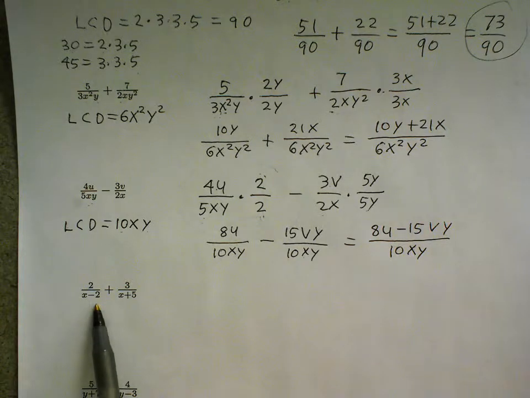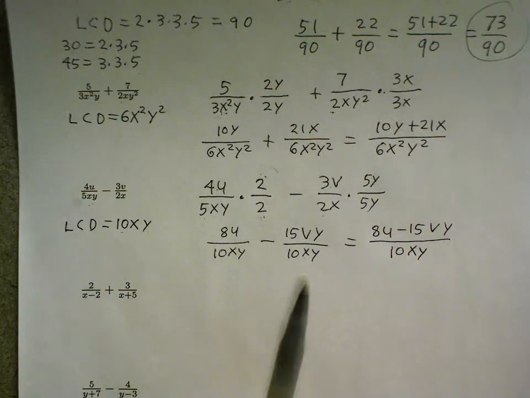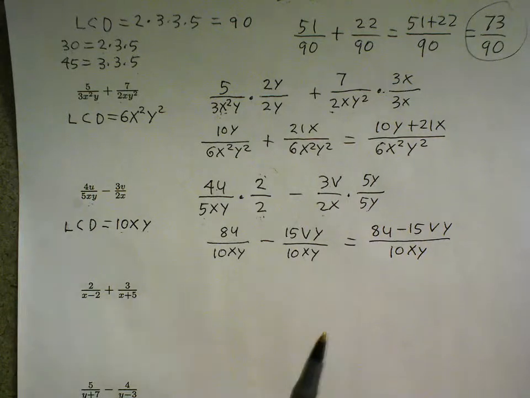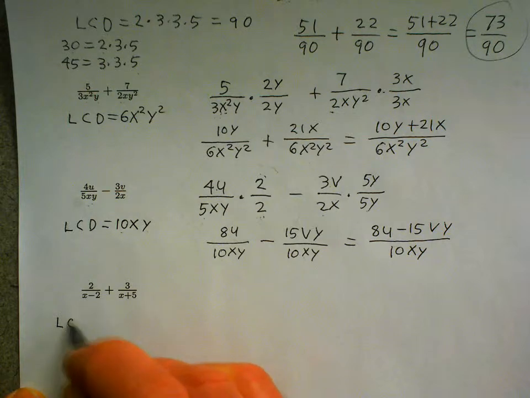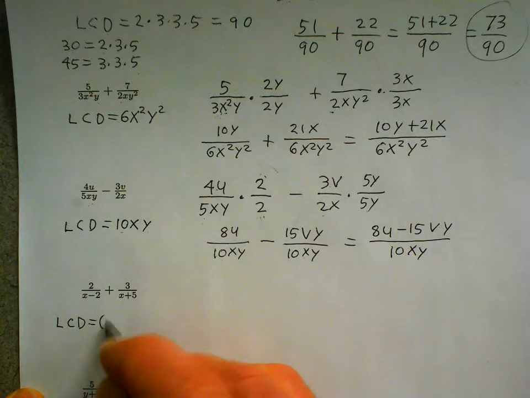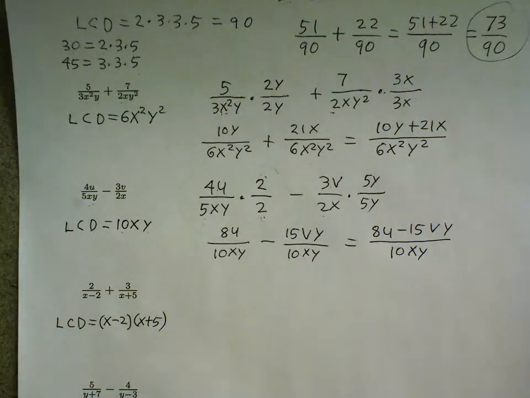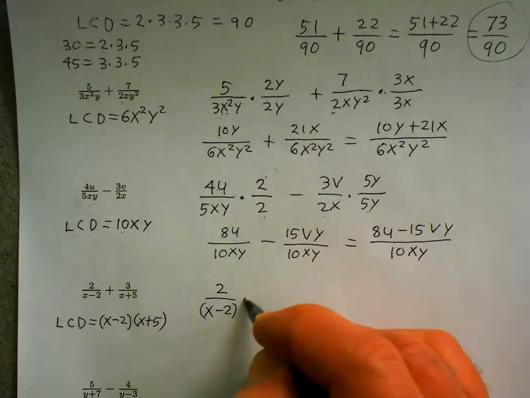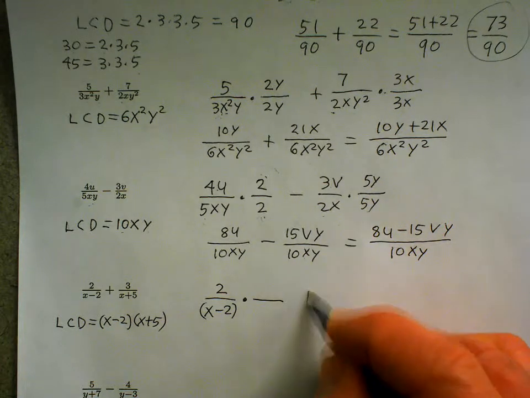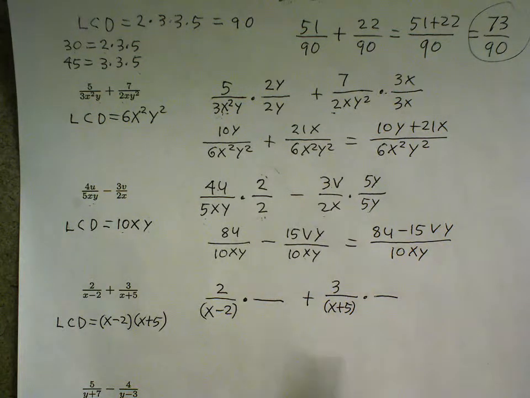Okay, this time we have 2 over x minus 2 plus 3 over x plus 5. We cannot add them until we have a common denominator. So the two denominators are just binomials. So the least common denominator is the product of the two binomials, x minus 2 times x plus 5. Okay, so 2 over x minus 2, we're going to multiply that by 1. The other fraction, 3 over x plus 5, we're going to multiply that by 1. But in each case, we're going to end up with a common denominator of x minus 2 times x plus 5.